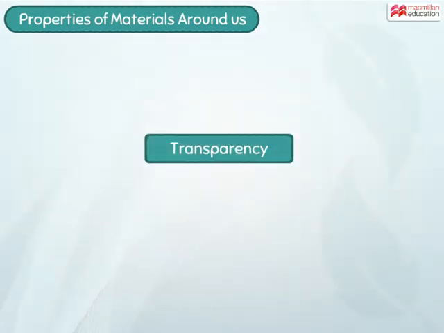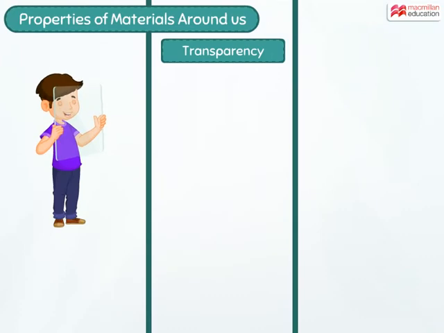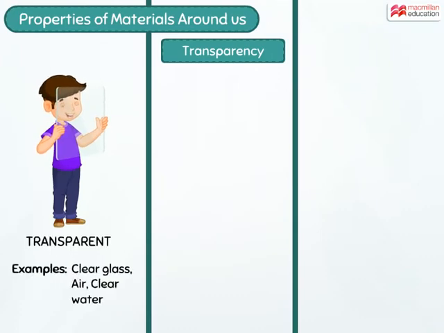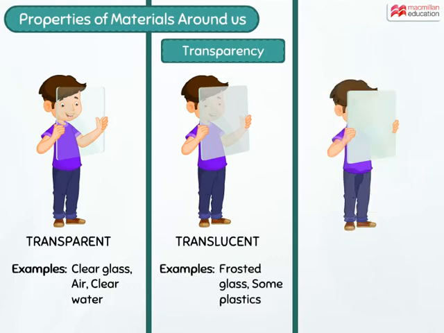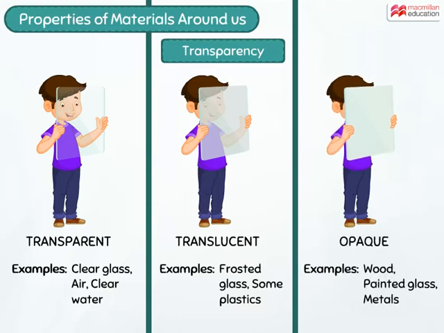Materials can also be classified into different groups based on the property of transparency. Materials through which we can see clearly are called transparent. Certain materials which allow us to see through them partially are called translucent. Materials like wood and metals that do not allow us to see anything through them are called opaque.